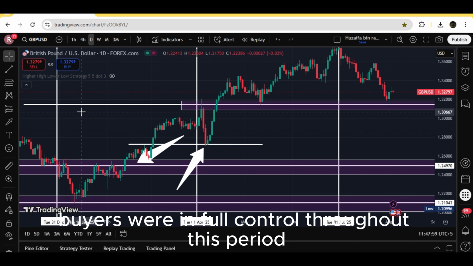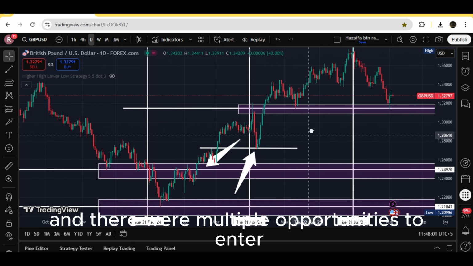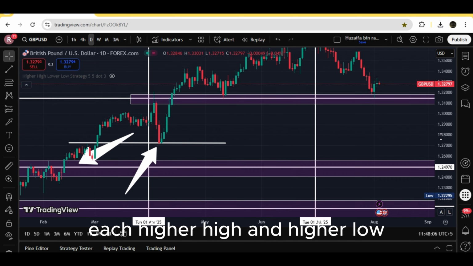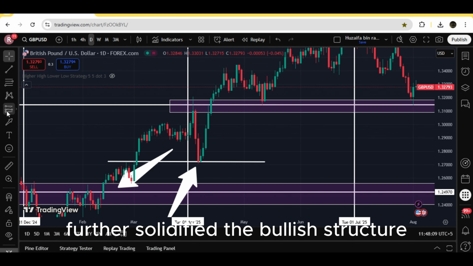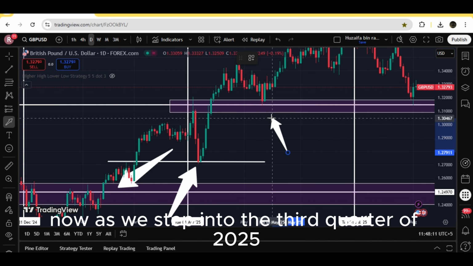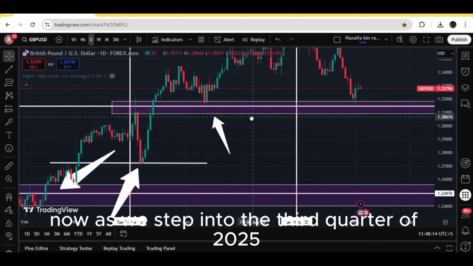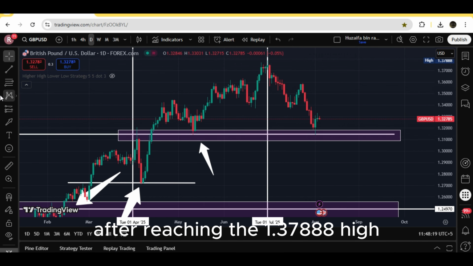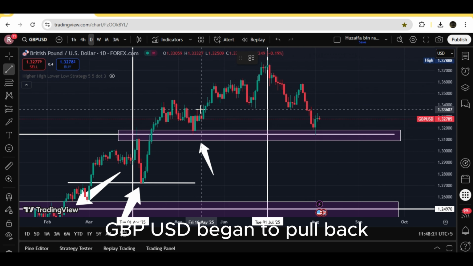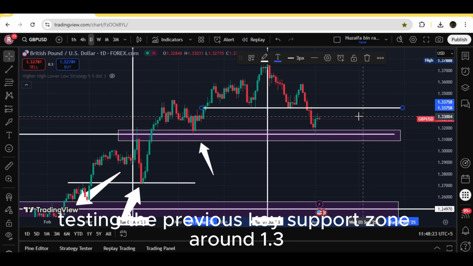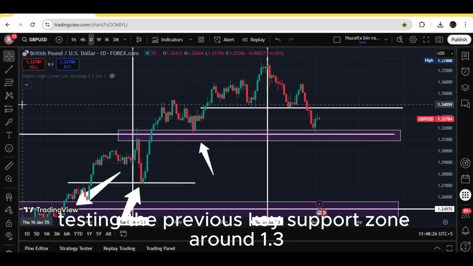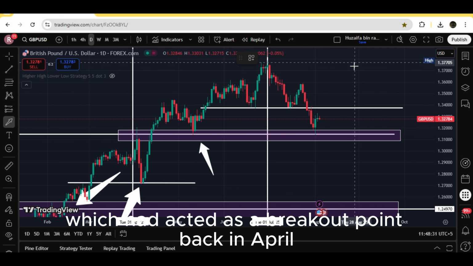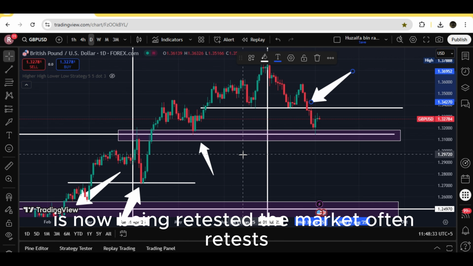Buyers were in full control throughout this period, and there were multiple opportunities to enter. On retracements toward key demand levels, each higher high and higher low further solidified the bullish structure. Now, as we step into the third quarter of 2025, we're seeing a natural retracement phase. After reaching the 1.37888 high, GBP USD began to pull back, testing the previous key support zone around 1.3200 to 1.3250. This level, which had acted as a breakout point back in April, is now being retested.